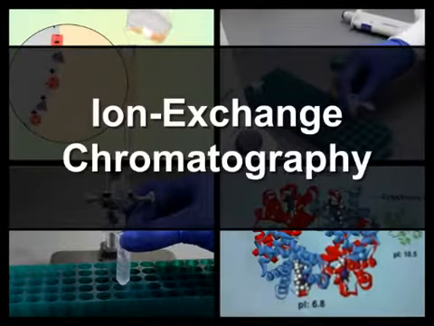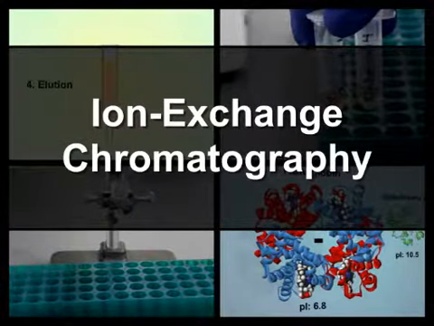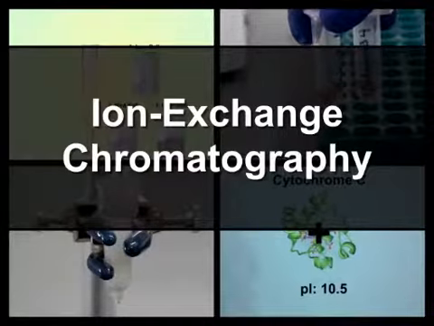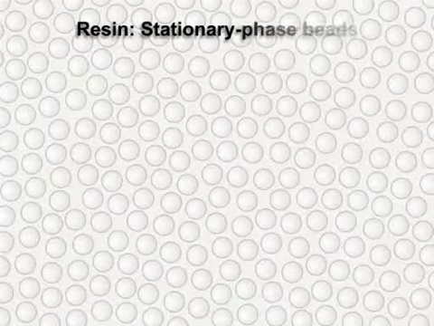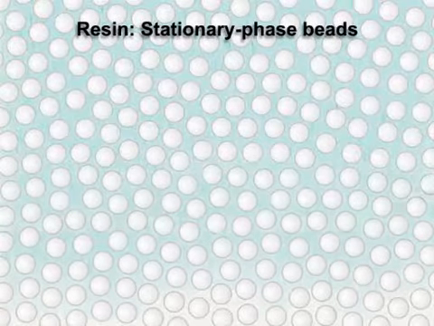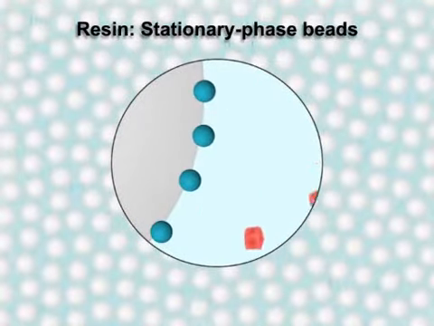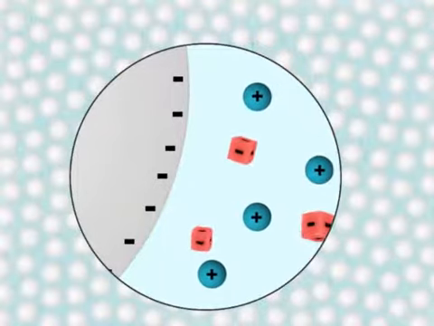Ion exchange chromatography is widely used in the separation and isolation of charged compounds, particularly large biomolecules. This type of liquid chromatography uses a column of packed stationary phase beads called resin. The technique separates analytes based on their affinity with the charged resin. There are two main types of this technique.